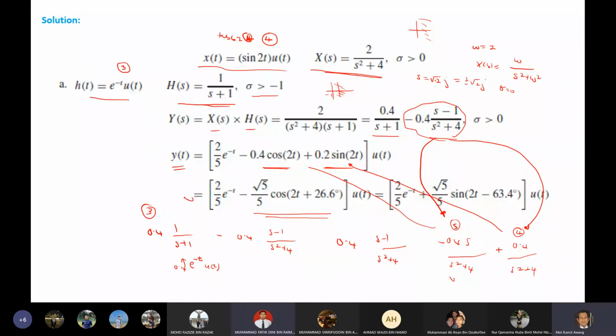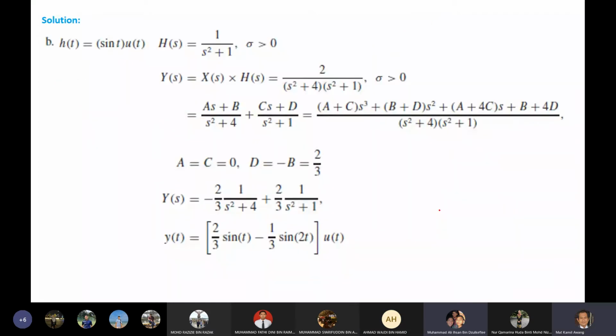Either you give this or you give this, right? This also you get marks, right? Okay. So basically, you have to review your trigonometric functions. Right? Okay. Second part.